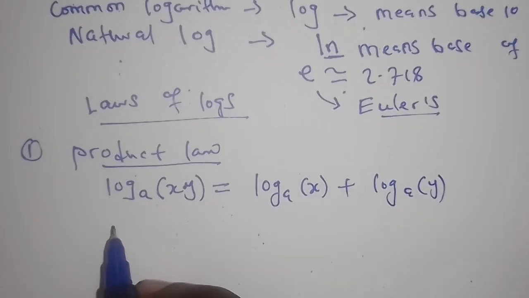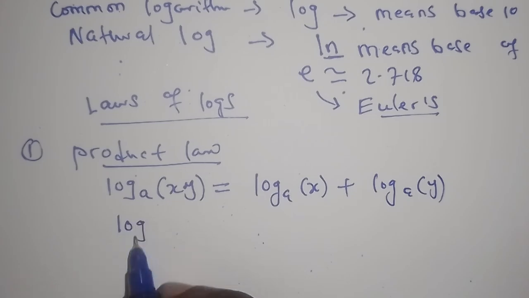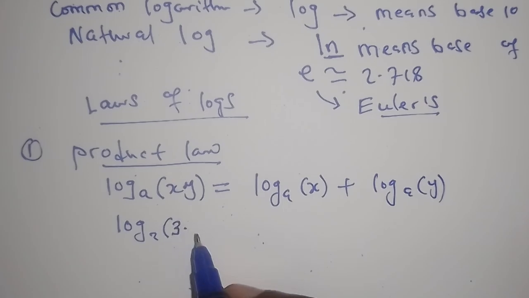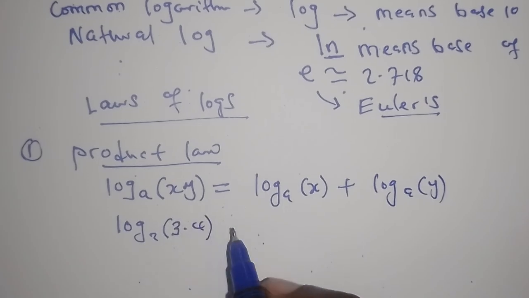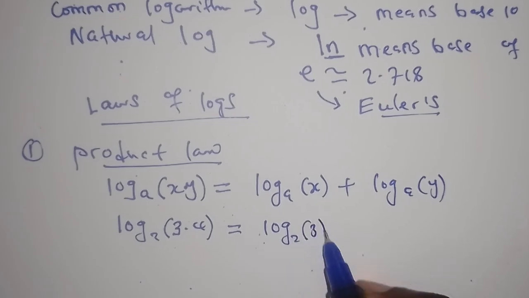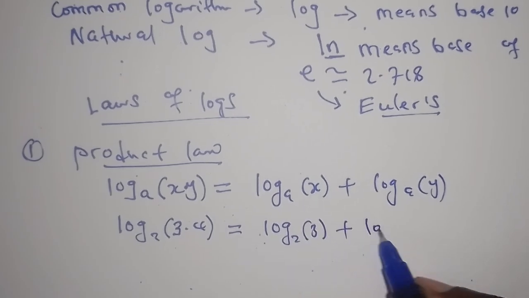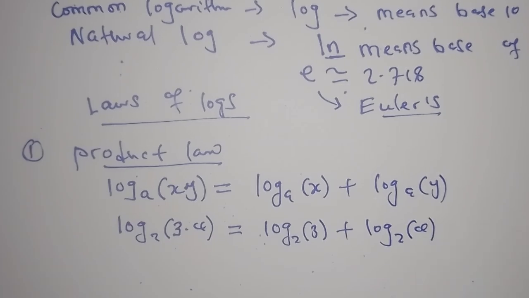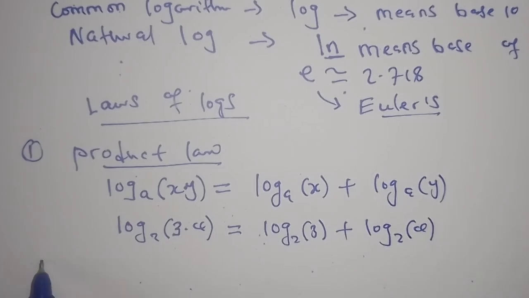And basically you can have an example to say log 2, and then let's say you have numbers like 3 multiplied by 4. So this is going to be log 2 of 3 plus log 2 of 4. So this is basically what that means.